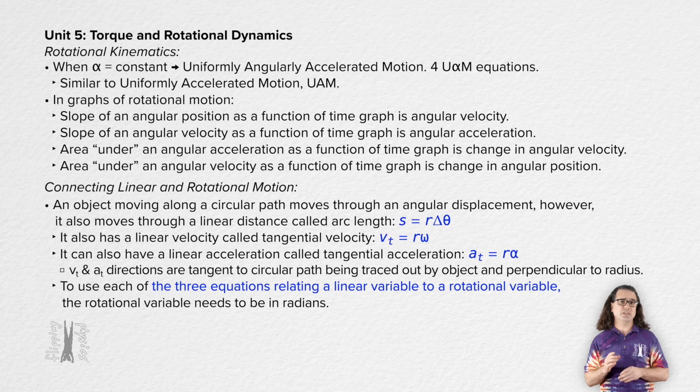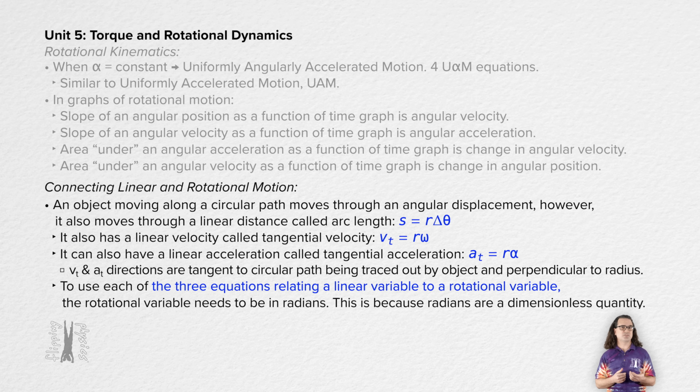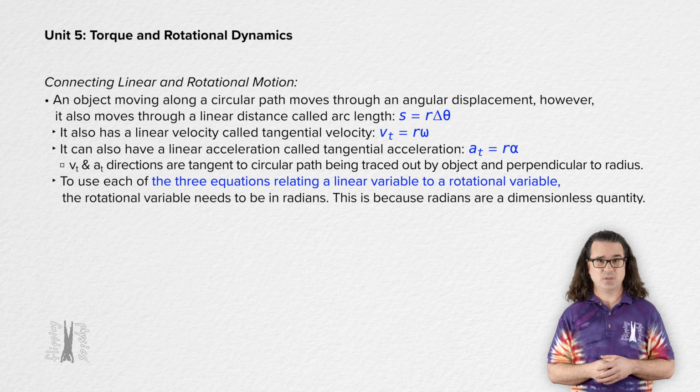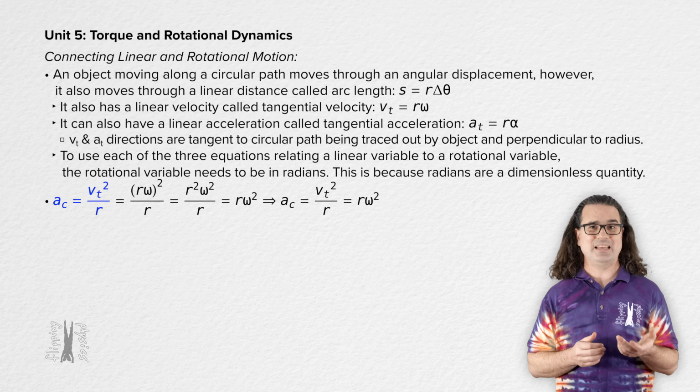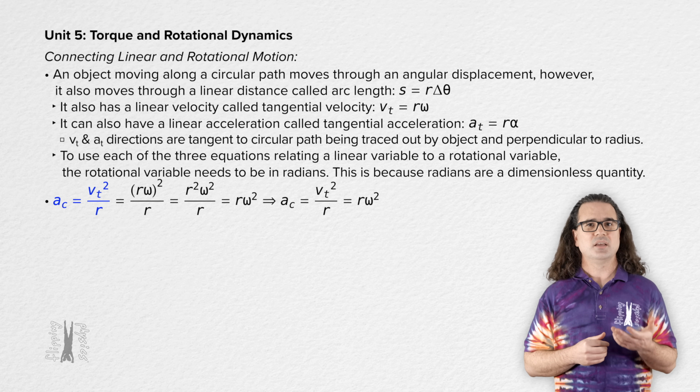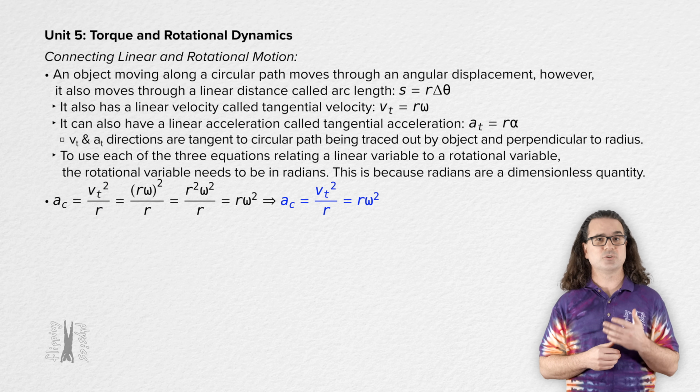In order to use each of the 3 equations relating a linear variable to a rotational variable, the rotational variable needs to be in radians. This is because radians are a dimensionless quantity. Centripetal acceleration equals tangential speed squared over radius. It also equals radius times angular speed squared.